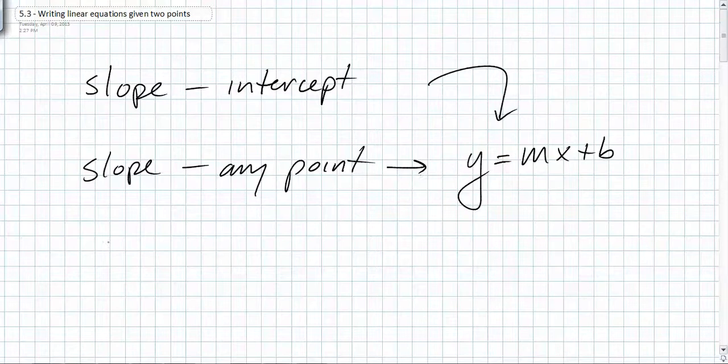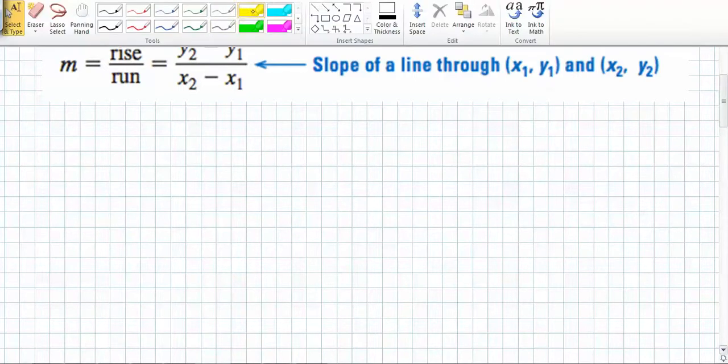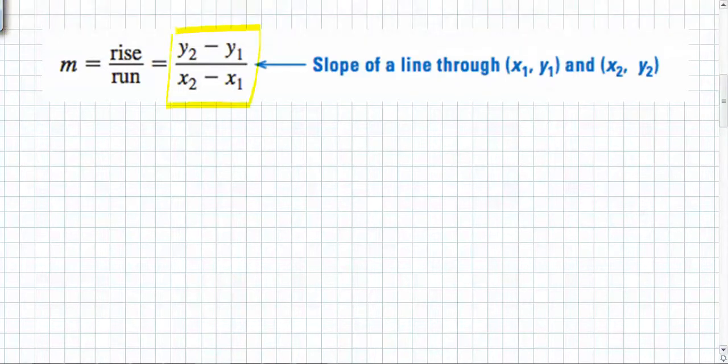Now we're going to figure out the path we need to take if we're given 2 points. How are we going to get from being given 2 points to y equals mx plus b form? The first thing we need to remember is that slope, rise over run, can be found by using this formula, y2 minus y1 over x2 minus x1. That is the slope of a line through the 2 points x1, y1 and x2, y2.